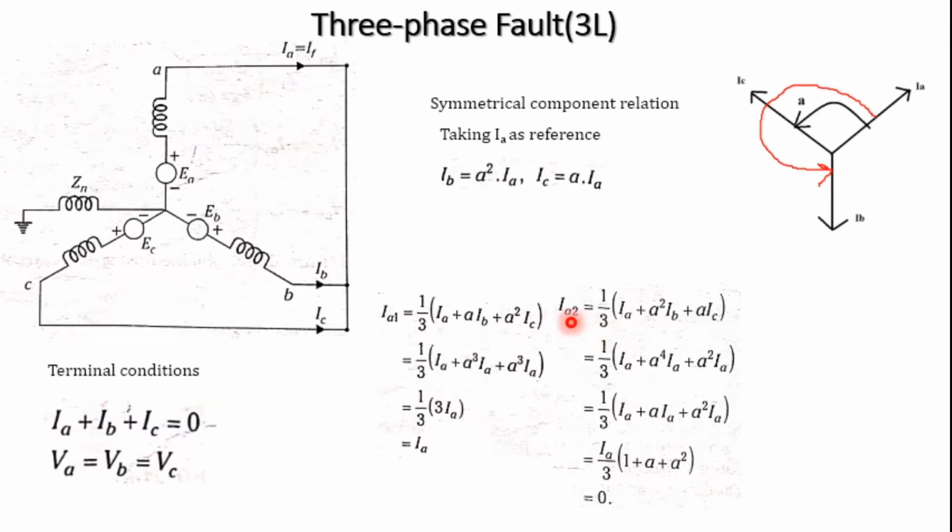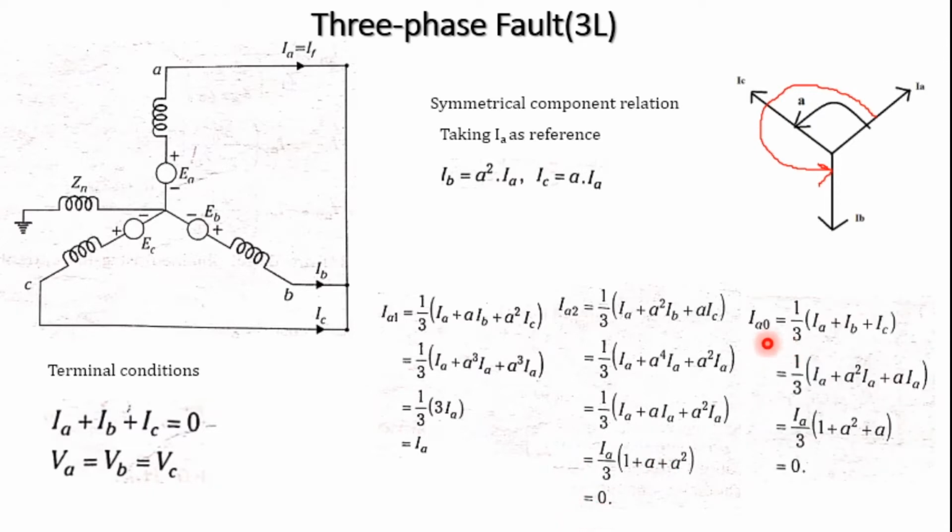Similarly for IA2, it is 1 by 3 times IA plus A square into IB plus A into IC. Substituting this IB in terms of IA, you will get A to the power of 4 IA. IC is nothing but A into IA, so you will get A square IA. A to the power of 4 can be written as A cube into A, so we get A into IA. There is already A square into IA. We know that it is 1 plus A plus A square, so the value becomes 0. So IA2 will become 0.